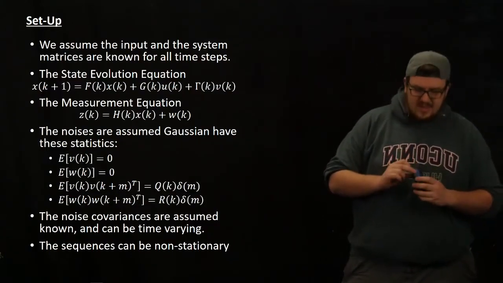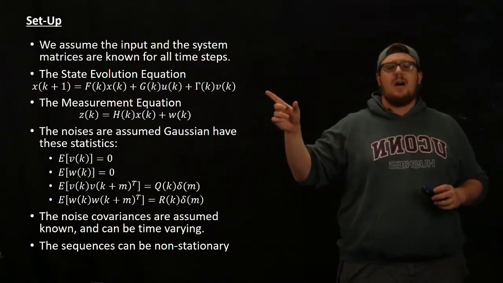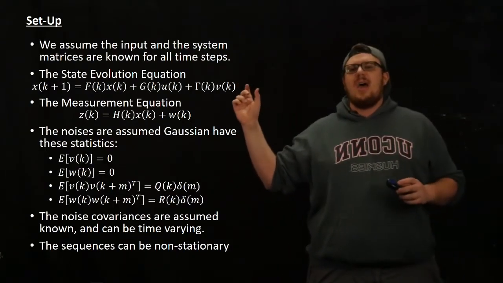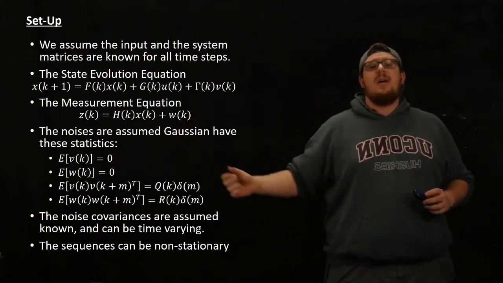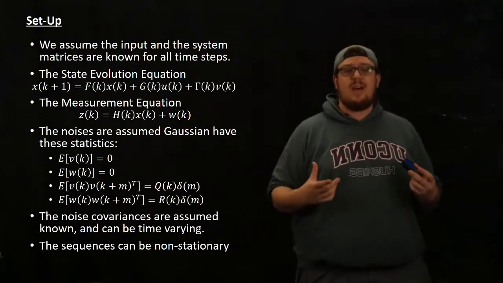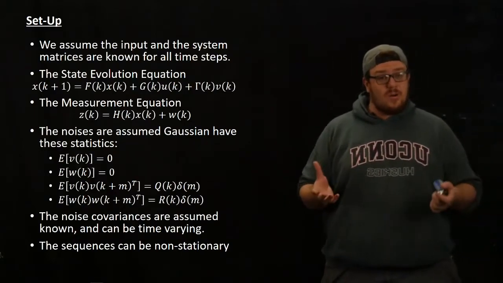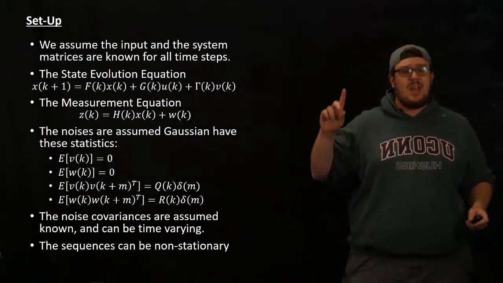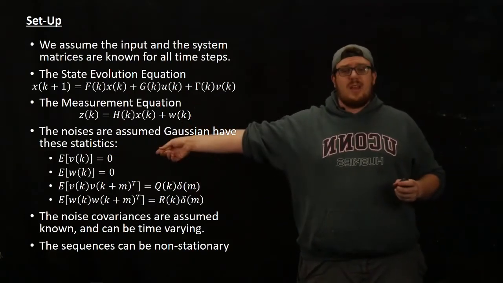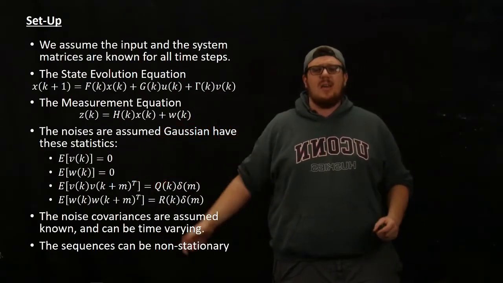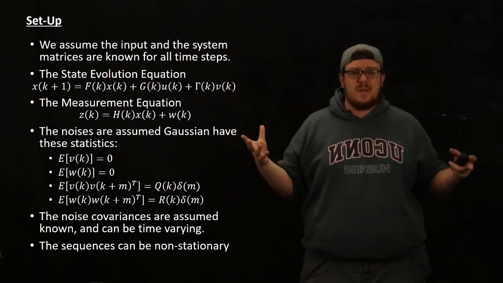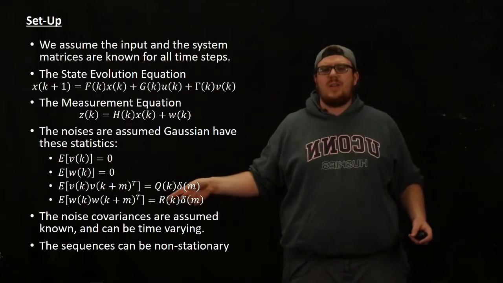Very importantly, these noises that we're talking about, v of k and w of k here, have to be assumed to be Gaussian. So they have to have a normal distribution. If you don't know what those are, we specifically have a video on it that you can go check out. They are assumed to be zero mean, and their variances, their covariance matrices, are Q of k and R of k.